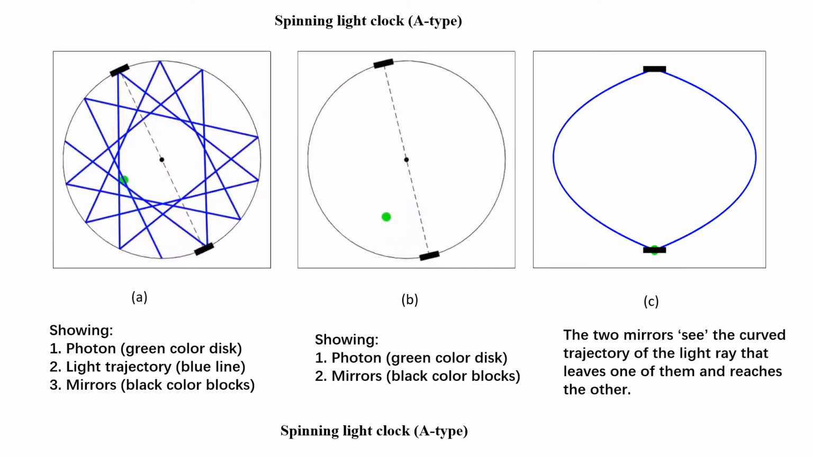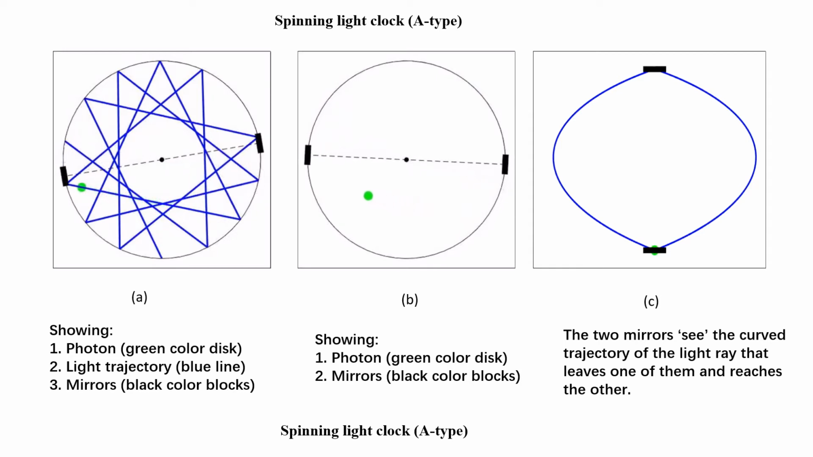This slide is about another kind of light clock. It is a spinning light clock, and more specifically, we call it an A-type spinning light clock. The two mirrors rotate around a common point, the center. The center is here, and the distances between the center and the two mirrors are the same. In video A, it shows the photon light trajectory marked by the blue line and the two mirrors marked by the black color.